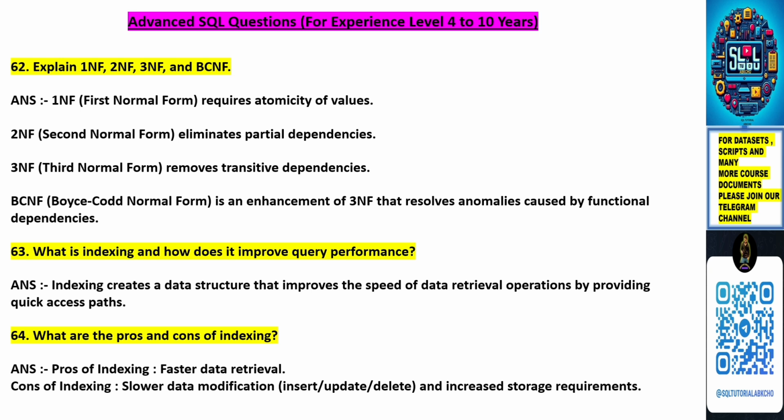Now the 3NF, the third normal form, removes transitive dependencies. Okay, and the last one, BCNF, Boyce-Codd normal form, is an enhancement of 3NF that resolves anomalies caused by functional dependencies. Okay, so this is clear. Now move on to the next question.